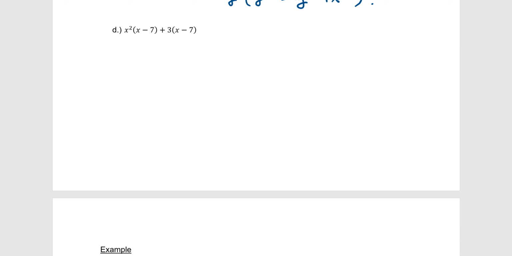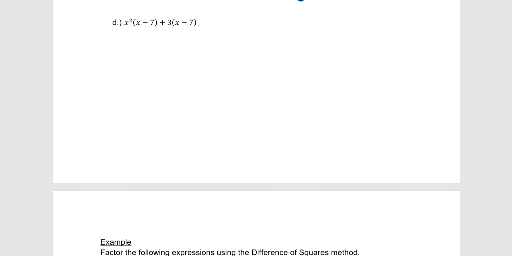Okay, and last one for this one, we have x squared times x minus 7 plus 3 times x minus 7. So we actually have 2 terms here. We have that big term and that big term. So the GCF here is a little bit different. The GCF is actually the binomial x minus 7. So this is actually your GCF.